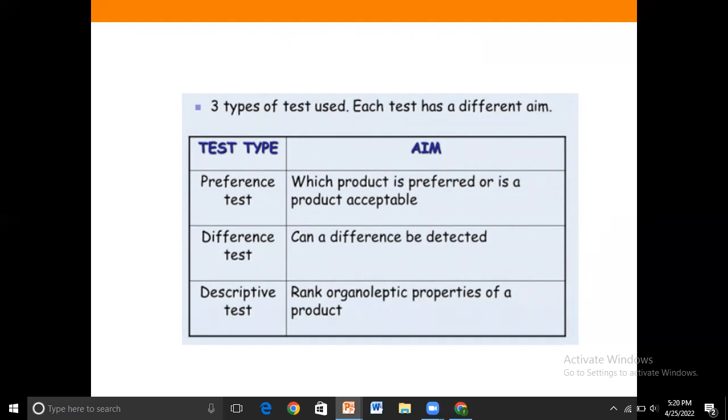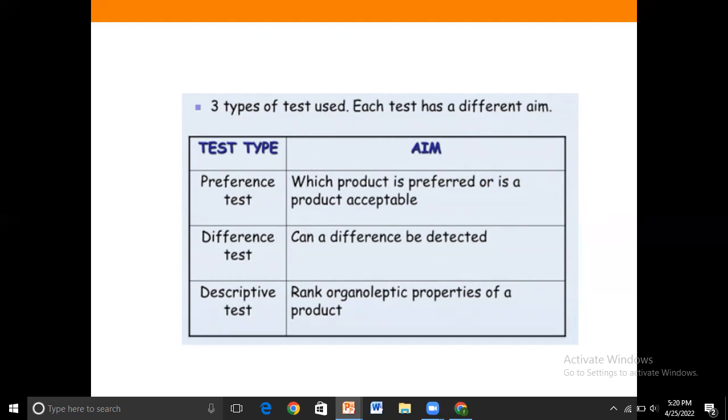Then the difference test: can a difference be detected? For example, if you're adding 5% of coffee, then 15% of coffee, then 30% of coffee, can you detect the difference between them? Then the third one is the descriptive test.